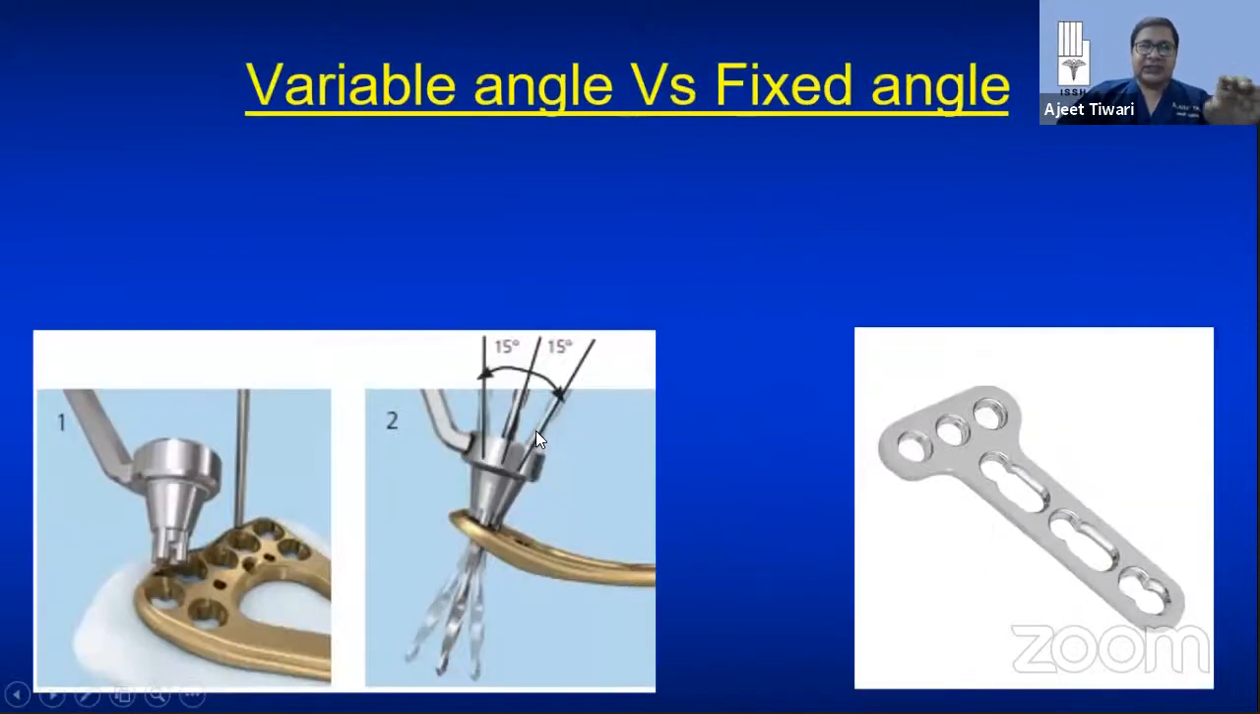Another important thing is what is variable angle and what is fixed angle. The traditional plates we use have a fixed angle, meaning that once you put the plate, you cannot change the direction of the screw. They will go in that direction only. But with variable angle plates, you have 15 degrees of play in every direction, so you can direct your screw. Suppose your plate is too distal and you assume your screw will go into the joint. You can angle around 15 degrees in any direction and direct your screw away from the joint. This is the advantage of the variable angle plate over fixed angle plates.